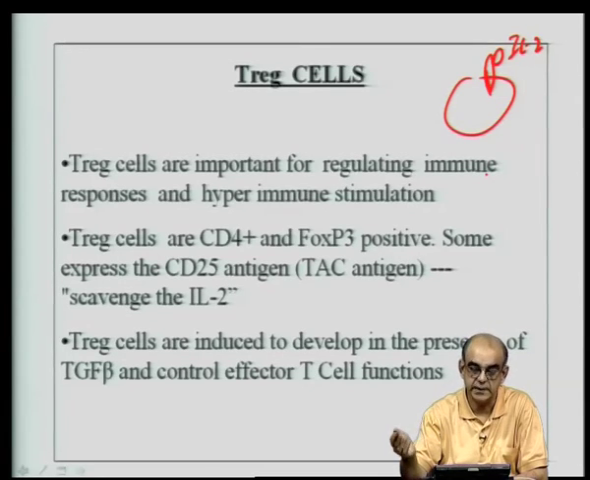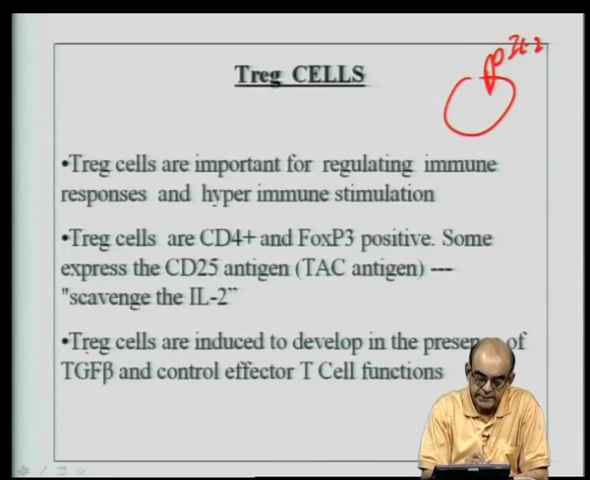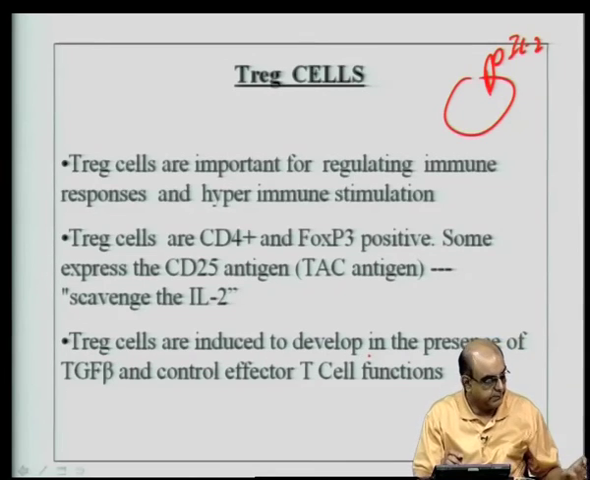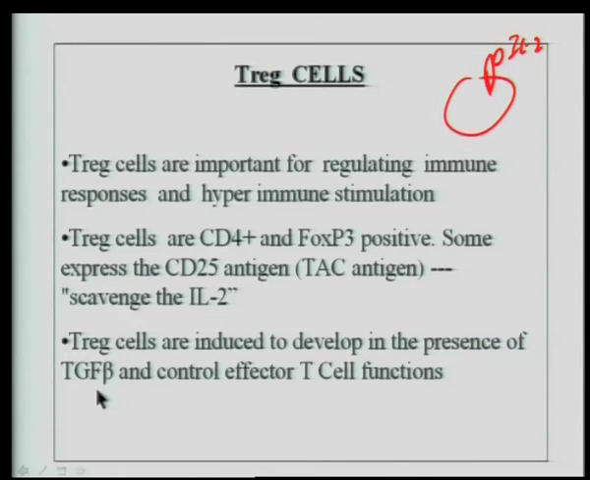therefore, no gene induction. So, the Treg cells are induced to develop in the presence of TGF beta and control effector T cell functions like what I told you here, in addition to other kinds of mechanisms of function. So, therefore, there are 4 major types of T subsets called the Th1, the Th2, the Treg cells and the Th17 cells. So, going on further, there is a bias.